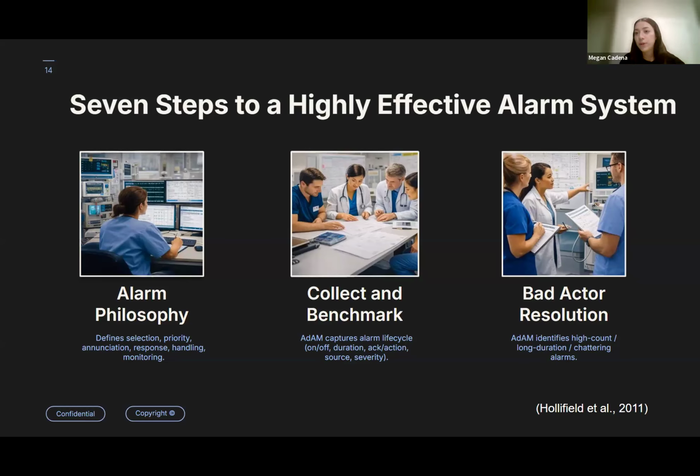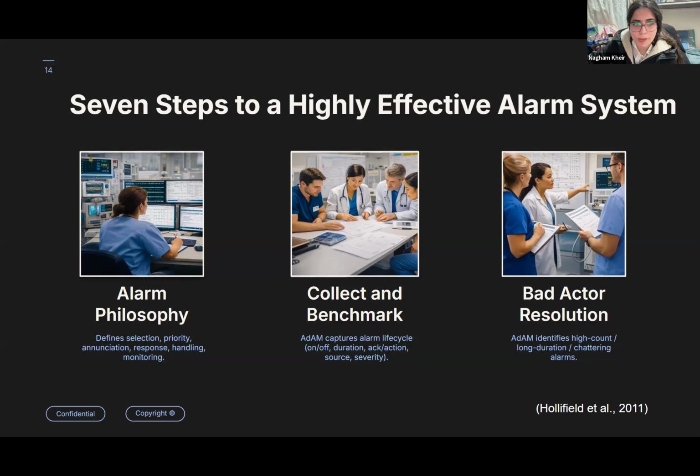Continuing with collect and benchmark, sorry. It includes shelving and muting events, who did it, when, why, and for how long. And it flags standing alarms that last too long and chattering alarms that rapidly toggle on and off. From that, ADaM produces benchmarks, for example, alarms per patient hour, top 10 alarms by count, and top 10 by time, and the percentage of alarms that are actionable versus nuisance based on our classification rules. Krake supports stage 2 by doing reliable logging at the edge.